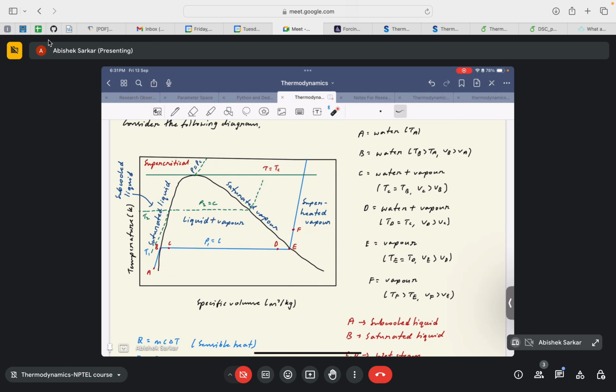beyond the critical point on the right hand side, or in the saturated vapor region, or saturated vapor line. So I hope it was clear. I know that this is already discussed in the lectures, and the other TA might have discussed it clearly, but just for revision I am discussing it. Okay, I hope that's fine. I hope it is clear.